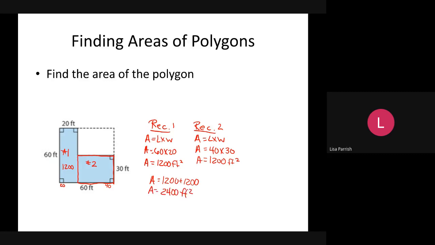2,400 square feet. And that's the area of the entire polygon. That one's a little easier, two rectangles. Okay, if you need to pause this, please do so.